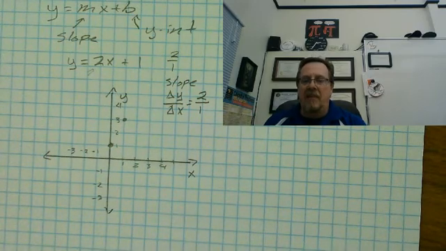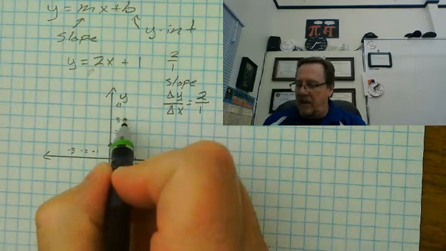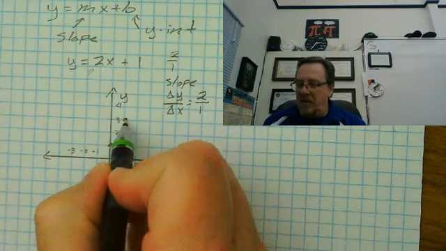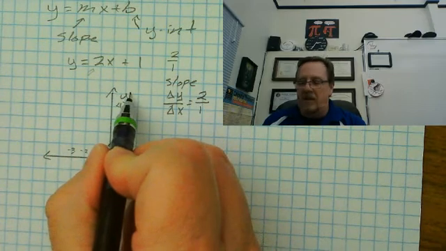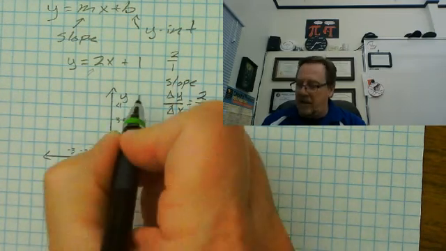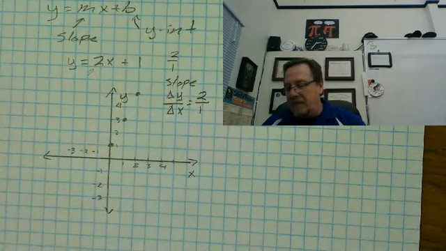Remember, we usually did this a couple of times just to get a nice lineup of points. So from here, the same thing's going to happen. I'm going to change by 2 in the y direction. I'm going to change by 1 in the x direction, so my next point can go there.